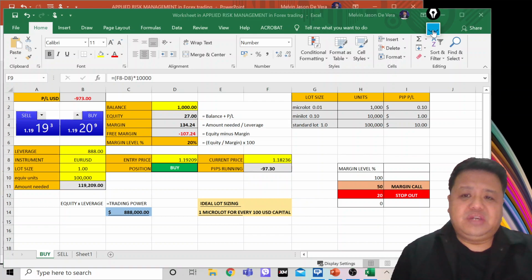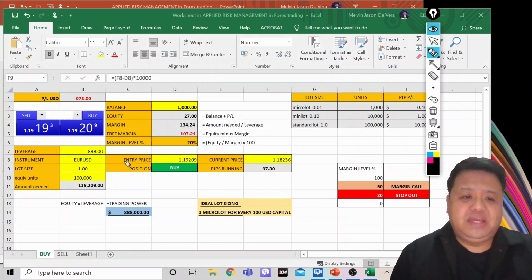Papalitan ko lang dito guys yung volume natin. Yung 1.0 papalitan ko ng mas maliit. Siyempre yung units liliit din, mapapalitan na to automatic. Okay? At magbabago ito. At hindi ko babaguhin yung current price. So ibig sabihin, kung sana mas maliit ito, hindi pa sasabog yung account. Nakuha nyo? Okay, let's see.